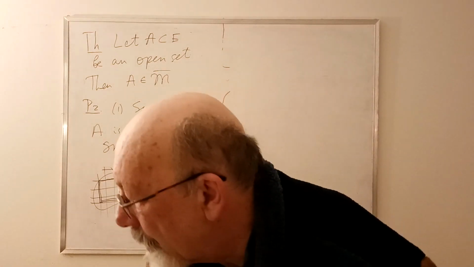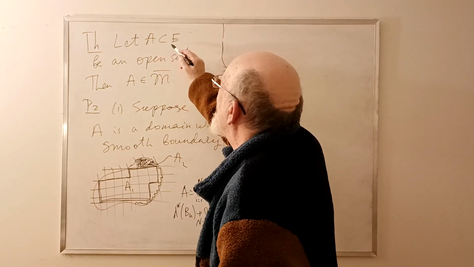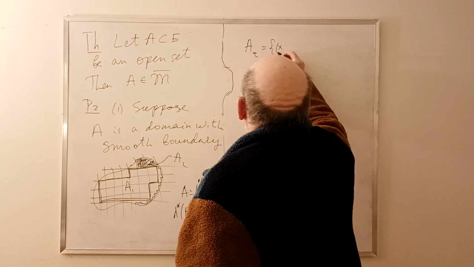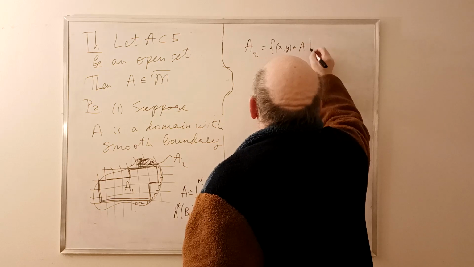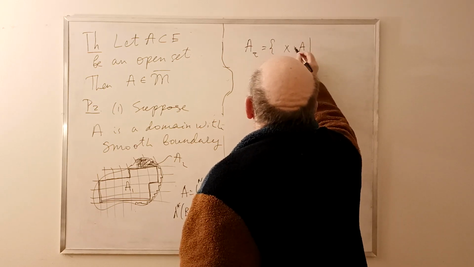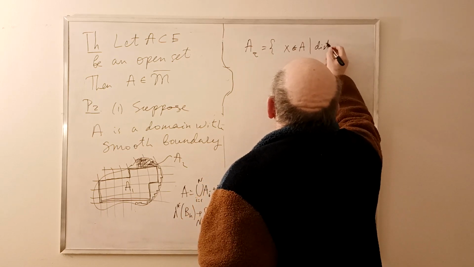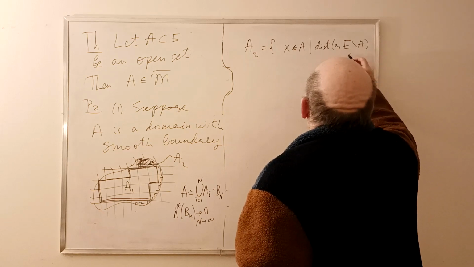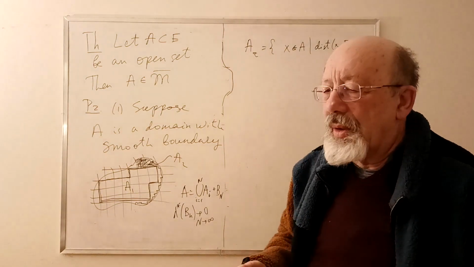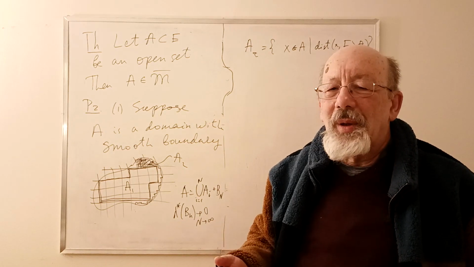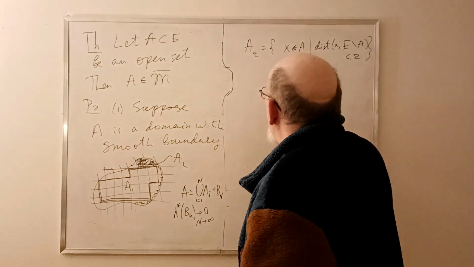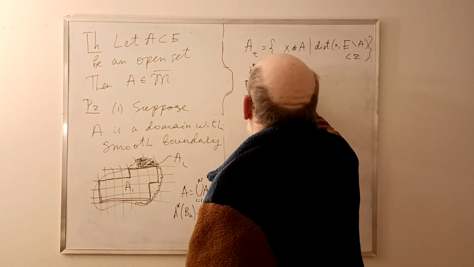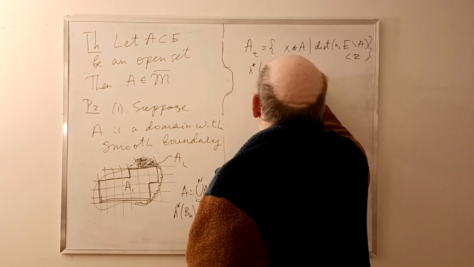We have this open set A. Now consider A_R equal to the set of x in A such that the distance from x to E minus A is less than R. For sufficiently small R, this set is not empty, and moreover, we have the following: lambda of A minus A_R goes to 0 as R goes to 0.